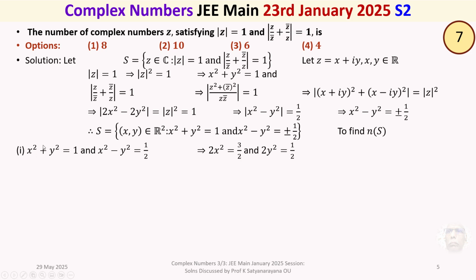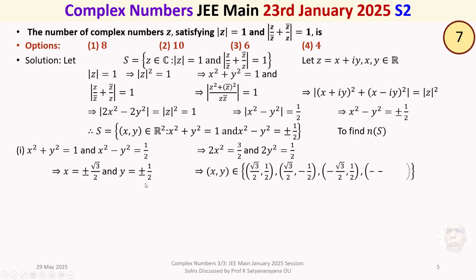Now, we take the case 1. X square plus y square is equal to 1 and x square minus y square is equal to plus 1 by 2 once, that's case 1. And the next case, we take minus 1 by 2. And solving for x square and y square, we get 2x square is equal to 3 by 2 and 2y square is equal to 1 by 2. Thus, x square is equal to 3 by 4. Then x will be plus or minus root 3 by 2. And 2y square is equal to 1 by 2. Y square will be 1 by 4. Y is equal to plus or minus 1 by 2. So, we will get x is equal to plus or minus root 3 by 2. Y is equal to plus or minus 1 by 2.